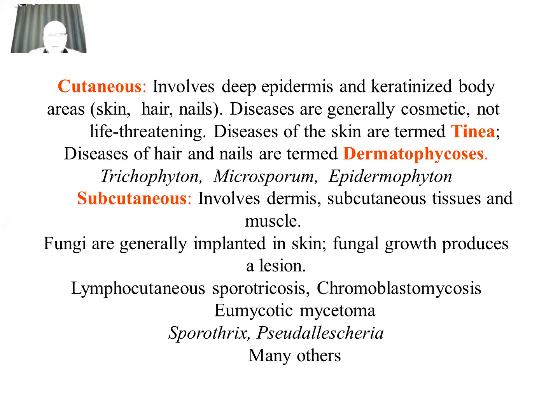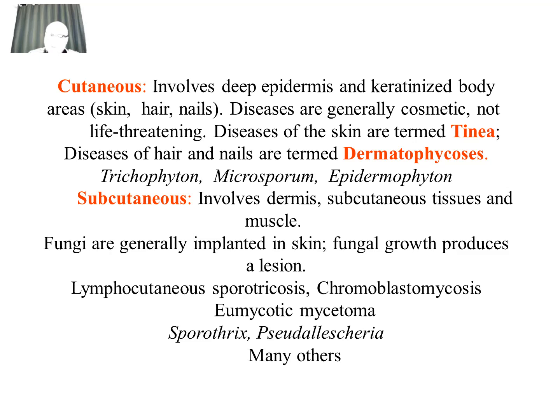Cutaneous mycoses involve the deeper epidermis and keratinized areas. Keratin is a type of protein which does not get enough blood supply, and it is found in tissues like the skin, the hair, and the nails. So these diseases are generally cosmetic. Diseases of the skin are termed as tinea. Diseases of the hair and nails are termed as dermatophytoses. Trichophyton, Microsporum, and Epidermophyton are examples of the organisms causing these diseases of the skin, hair and nails.